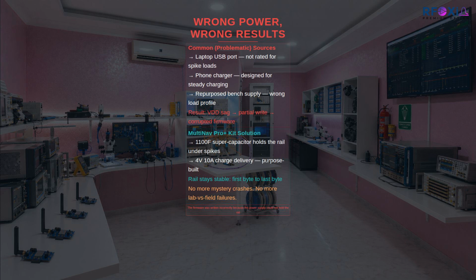The result is not always obvious. Sometimes you get a clean error from the programmer and you know something failed. More often the flash partially completes, the device boots, it behaves strangely, it crashes at runtime under load, it works in your lab and fails in the field. You spend 4 hours in the debugger convinced the firmware has a logic error. It does not. The firmware was written correctly, but the power supply could not hold the rail.